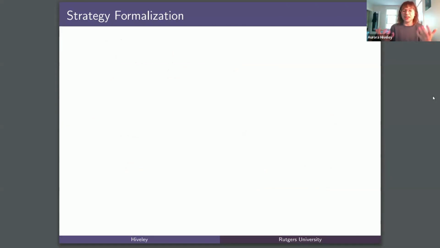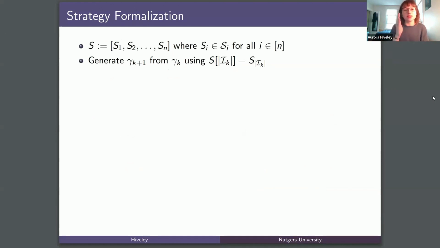Like, what is a strategy? How do you tell a computer every round, I want you to generate the next guess according to this specific strategy? So we're going to formalize our strategies as a list of n elements, and each one of those elements is going to be a permutation of length equal to its index. So for example, S1 is a permutation of length 1, S2 is a permutation of length 2, and so on. And we're going to call this a strategy of length n, and it can perform on a permutation of length n that Aurora is thinking of.